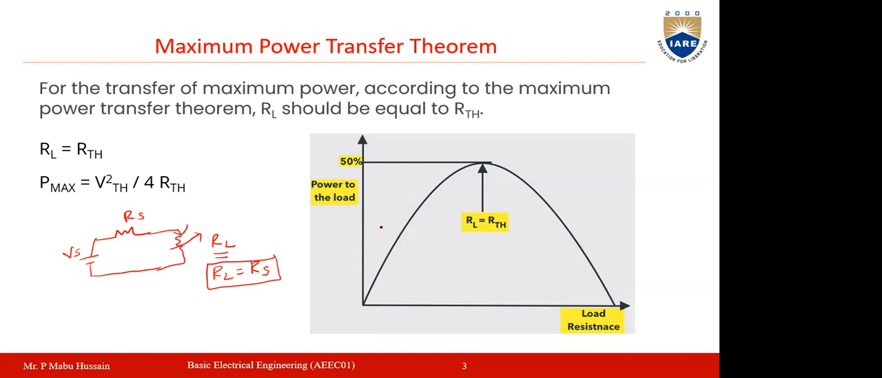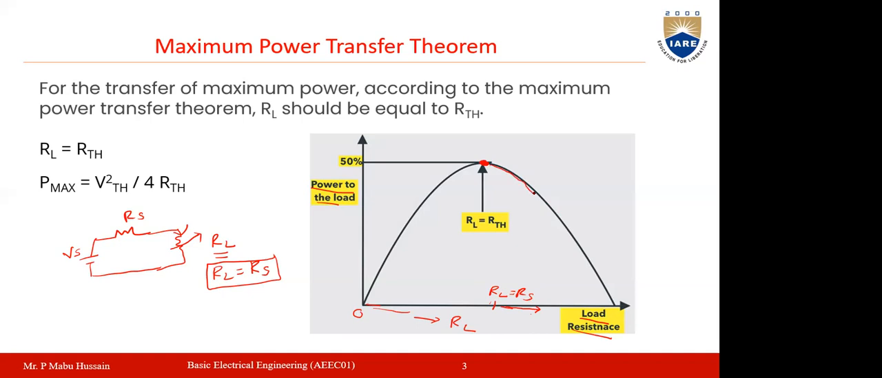If you represent that in a graphical mode, take the load resistance on the x-axis and power delivered to the load on the y-axis, and you draw the graph by increasing the load resistance RL. We are changing the load resistance from 0 to some value. Whenever this load resistance becomes equal to the source resistance, you can observe the maximum power. So maximum power will be delivered to the load whenever this load resistance becomes equal to the source resistance.